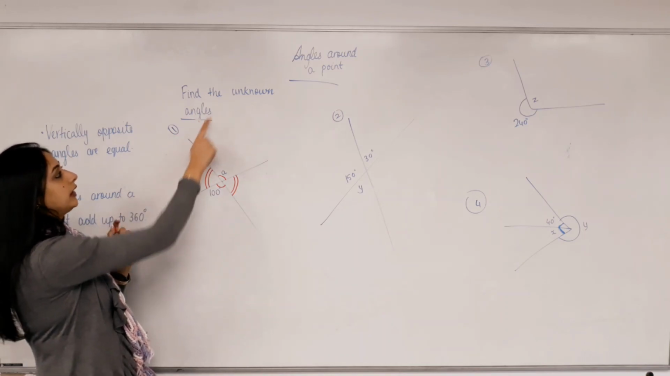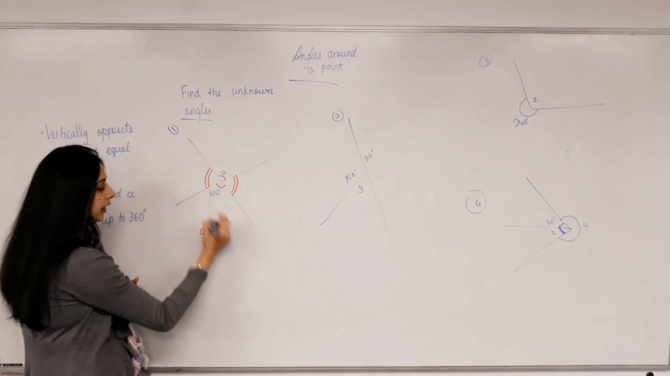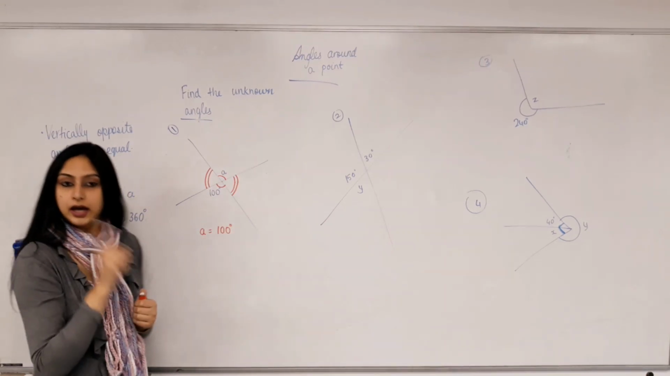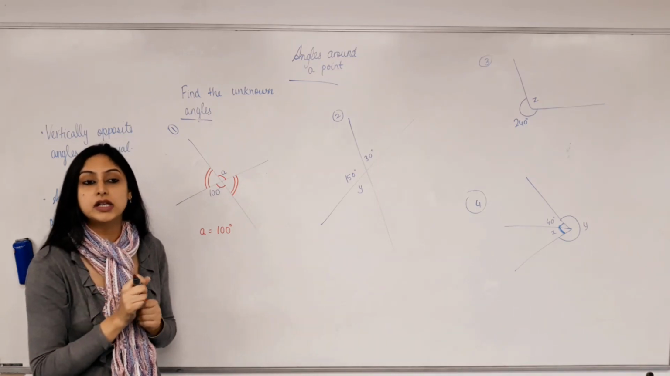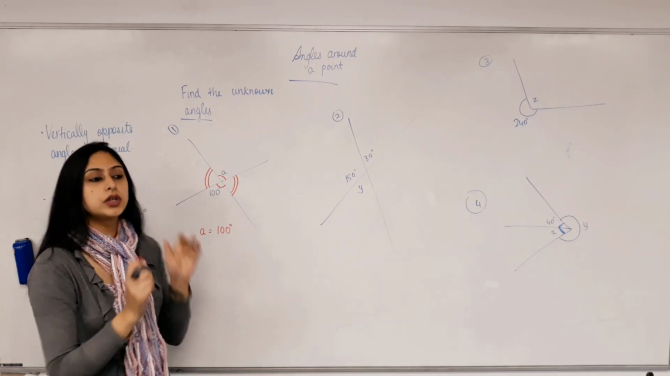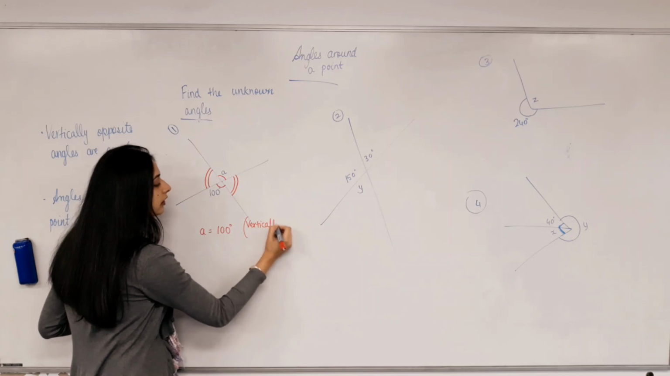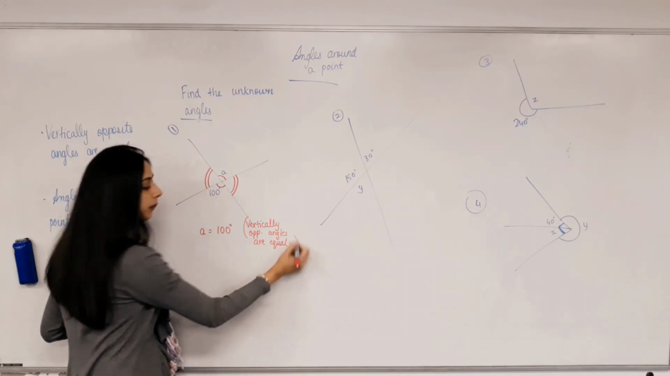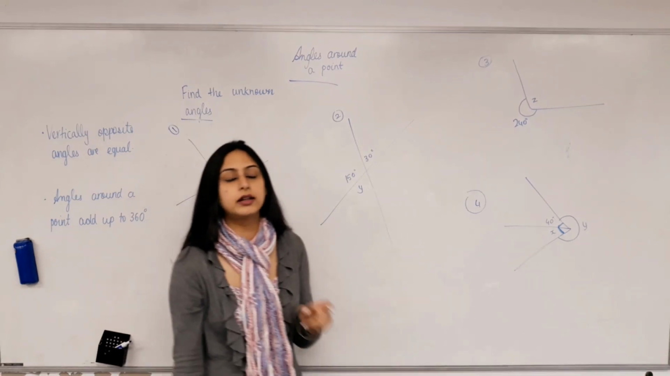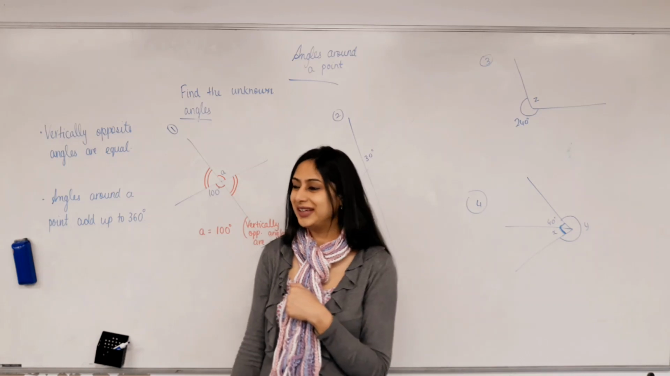The question was find the unknown angle. The unknown here is A. So what would A be equal to? 100 degrees. Well done. However, to get full marks, you have to give me a reason why. There has to be a working out. So you'll write A is equal to 100 degrees because vertically opposite angles are equal. For any angle that you write, it's equal to this or equal to that, you have to give me the reason why, or I'm mean and I won't give you a mark.